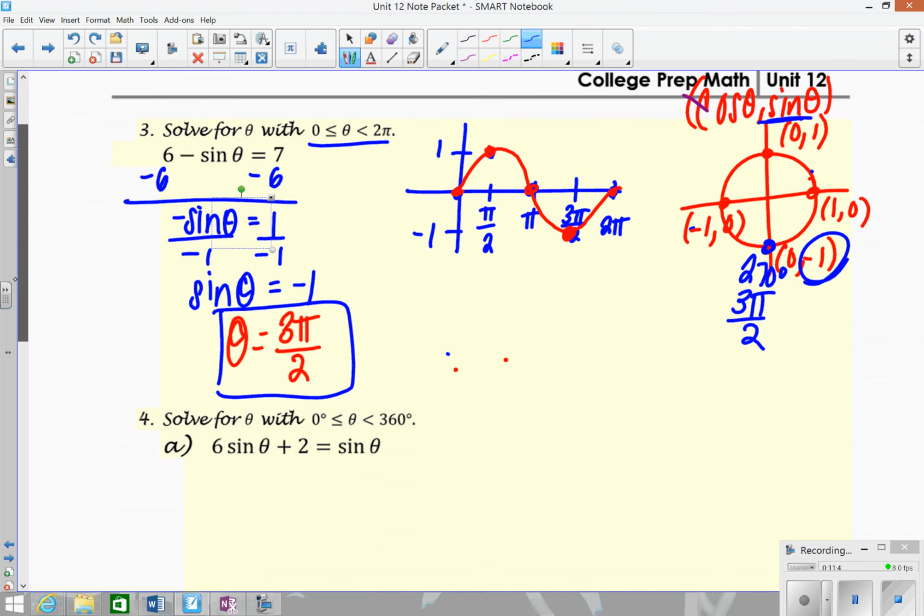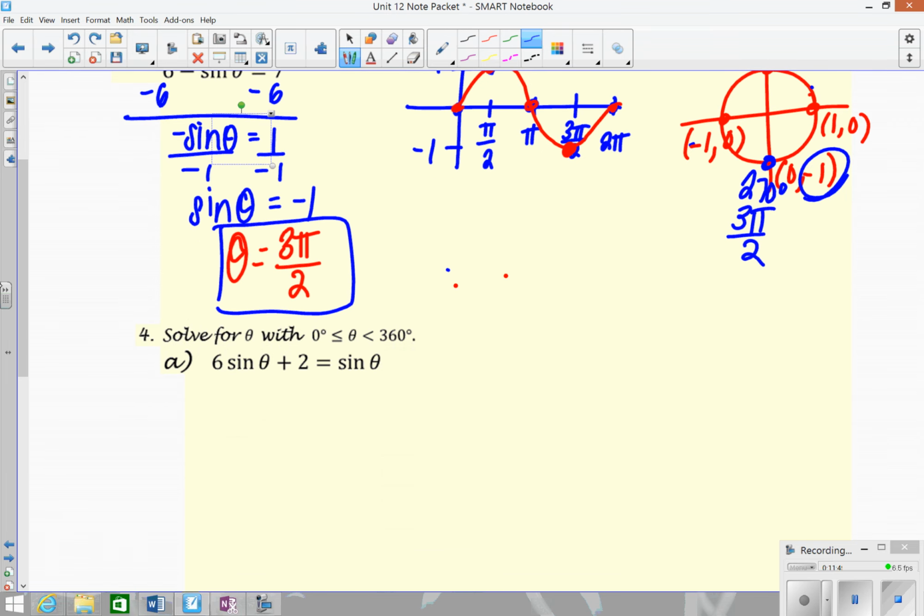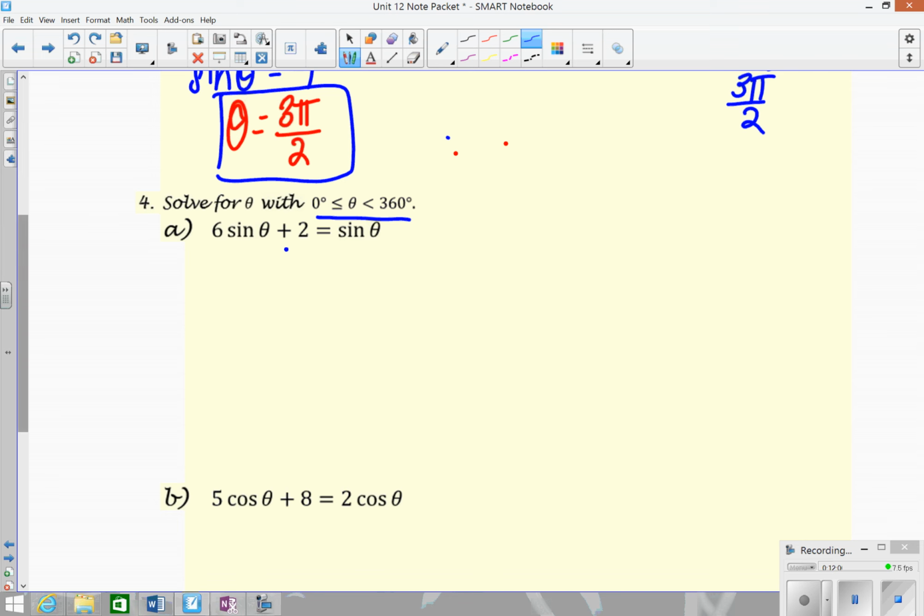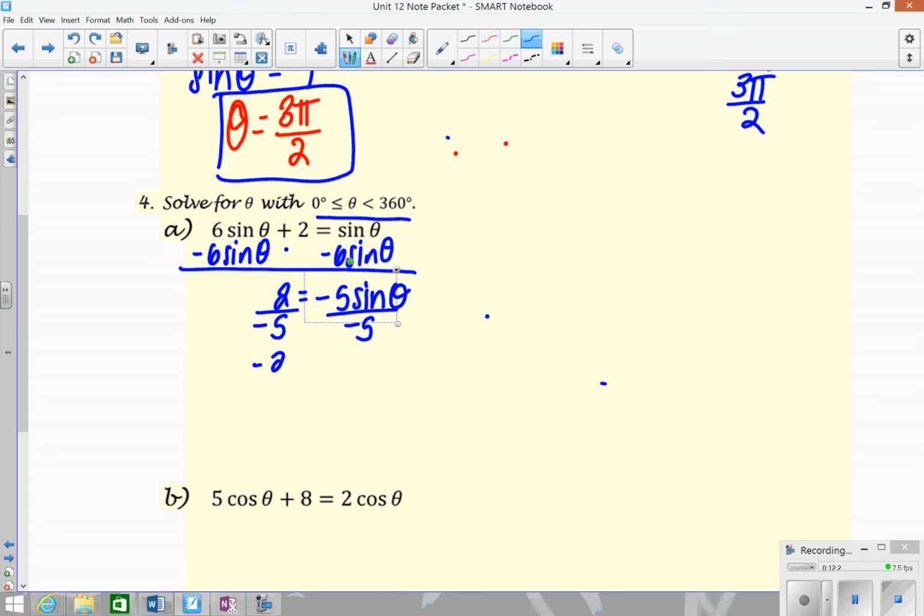Okay, so we're just going to keep looking at some different ones so you can see some different scenarios. So number 4 here, we're going to solve, but now we're going back to degrees, so it just means our final answer we can leave in terms of degrees. Same thing, get sine by itself, so I'm going to subtract over the 6 sine. So we have 2 equals -5 sine theta. Then we're going to divide both sides by -5, so we get -2/5 equals sine of theta.